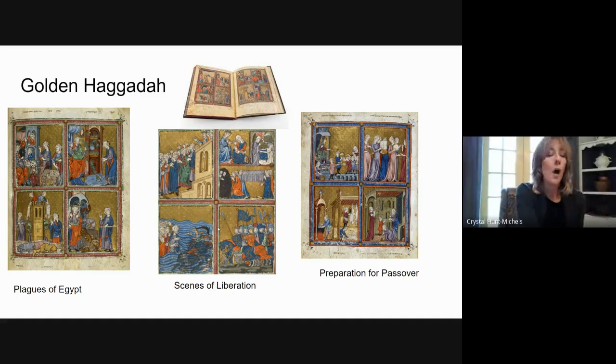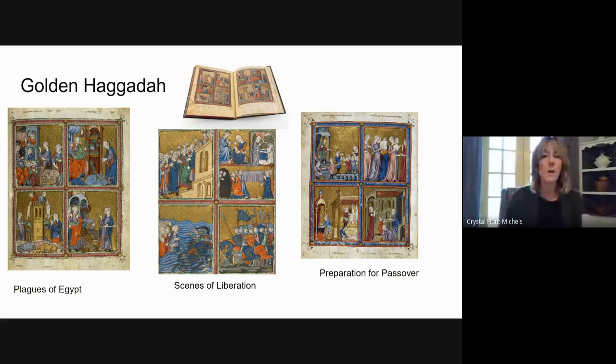This page is the scenes of liberation. So when the Jews were, instead of being persecuted by Egypt, they were led out of Egypt by Moses. And in these four scenes, it's important to understand that up here in the right-hand corner, what we have here is the plague and death of the firstborn Egyptian child. And then to the left of that, we have the Pharaoh up here at the top that is ordering all the Israelites to leave Egypt.